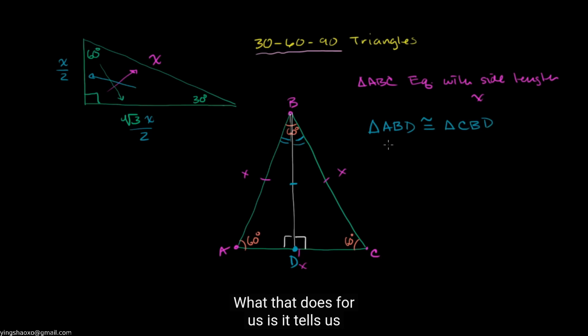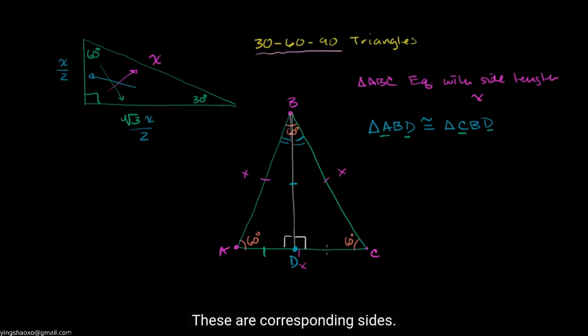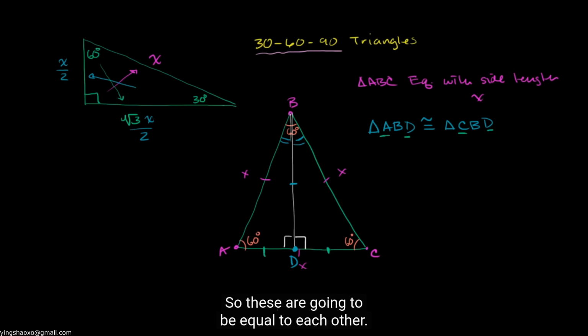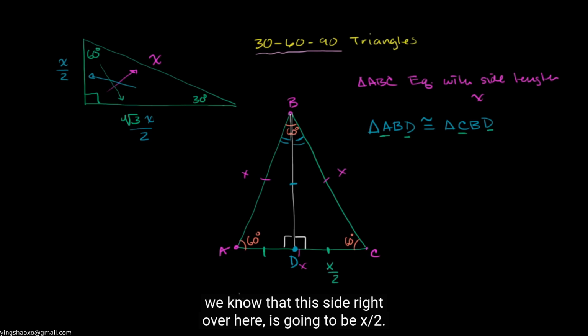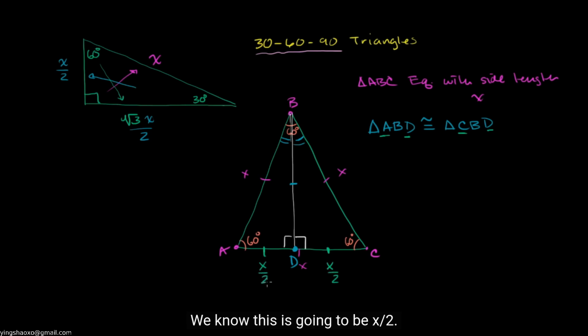What that does for us is it tells us that the corresponding sides of these triangles are going to be equal. In particular, the length of AD is going to be equal to CD. These are corresponding sides, so they are going to be equal to each other. And if they're equal to each other and they add up to x, remember this was an equilateral triangle of length x, we know that this side right over here is going to be x over 2.